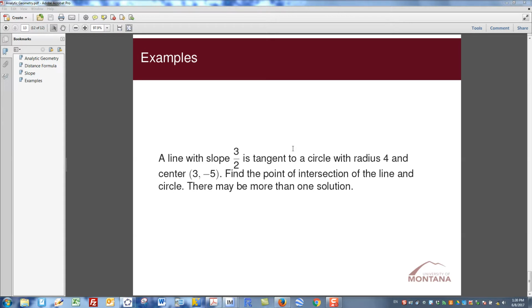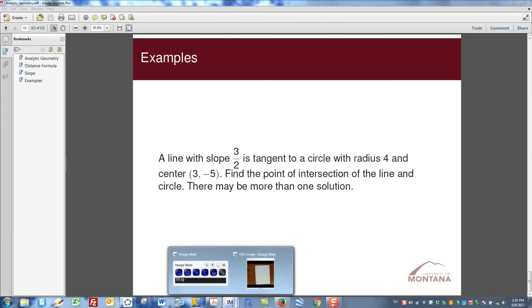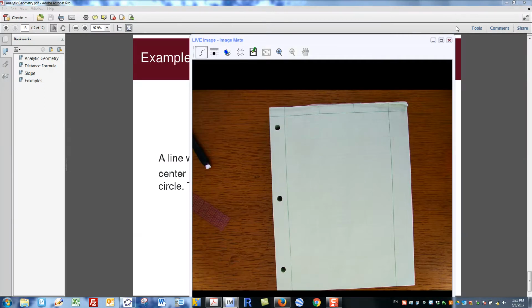Okay, let's take a look at a third and final example, one that's a little more advanced than the first two. And here's the statement. It says a line with slope 3/2 is tangent to a circle with radius 4 and center (3, -5). Find the point of intersection of the line and the circle. There may be more than one solution. All right, so let's take a look and see what we can do on that one.